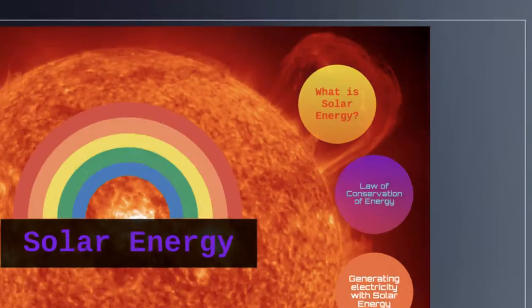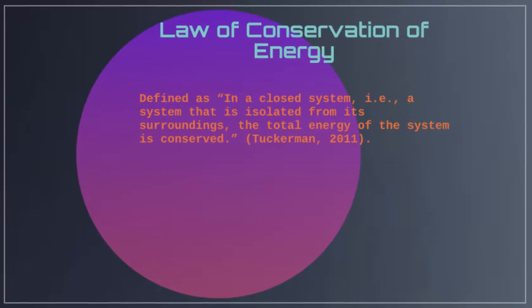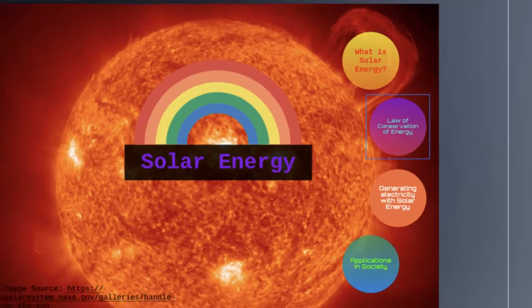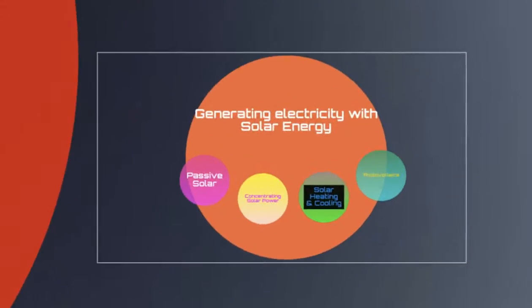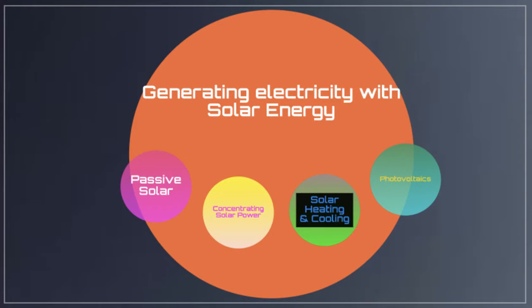our society. An important concept to understand is the law of conservation of energy that states in a closed system, i.e., a system that is isolated from its surroundings, the total energy of the system is conserved. This definition tells us that the amount of energy remains the same, cannot be destroyed or created, and can be converted from one form to another while maintaining its total energy. There are four different methods in which solar energy is used to generate electricity.